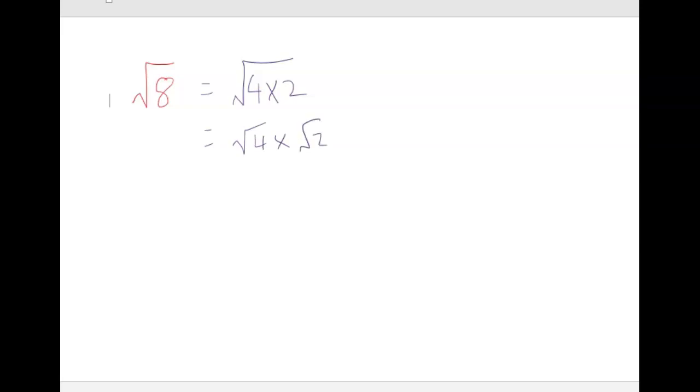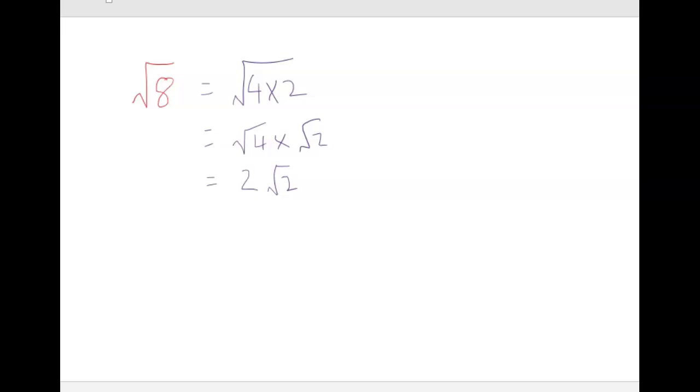So you can simplify them. The opposite of that is expanding them. So instead of writing the square root of 4 times 2, we can just separate them. So the square root of 4 times the square root of 2. And we know that the square root of 4 is 2. And then we don't write this multiply sign, we just write root 2. So the square root of 8 simplifies to 2 root 2.